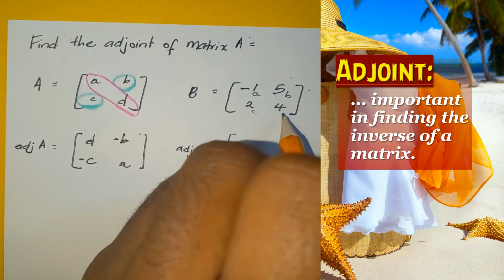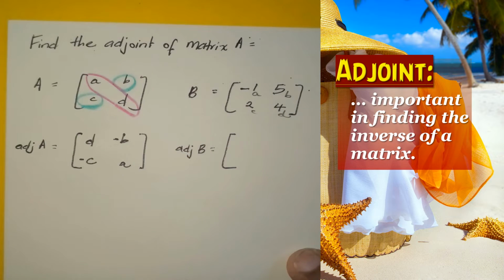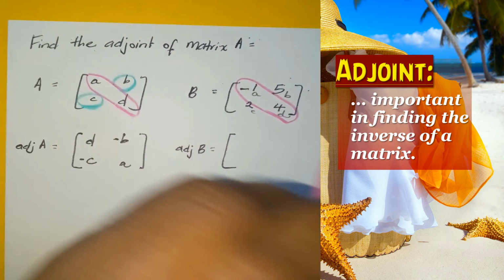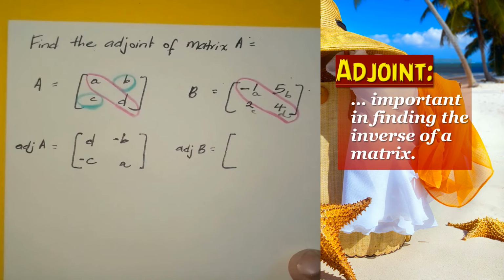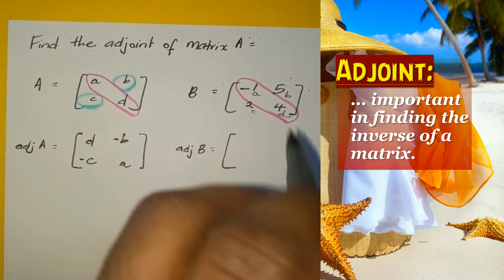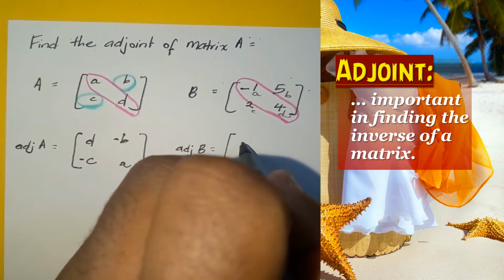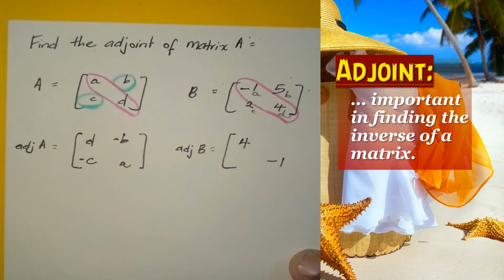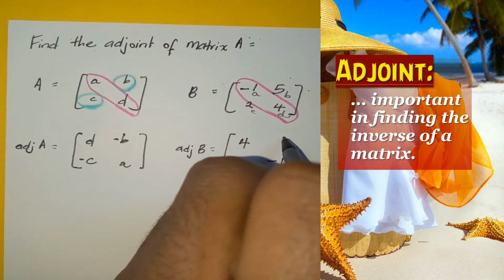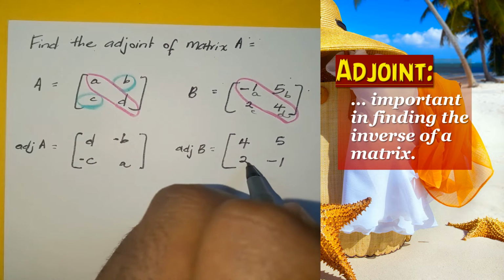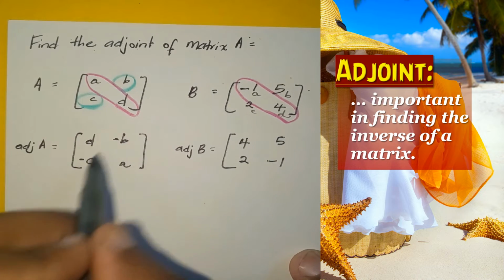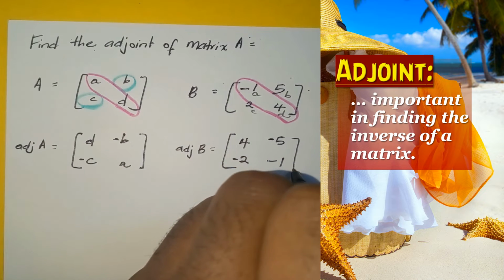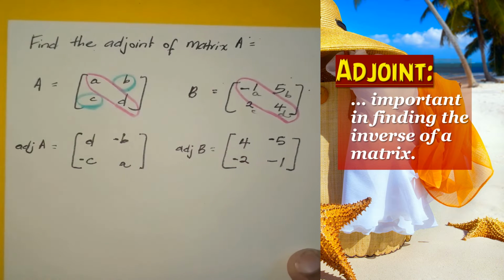A, B, C, and D. And then you find the leading diagonal. Remember what we did? We had to switch the positions. So -1 now becomes 4. And 4 now becomes -1. And then you keep the elements on the off diagonal. But remember to put that negative in front of them. So that's the adjoint of B.